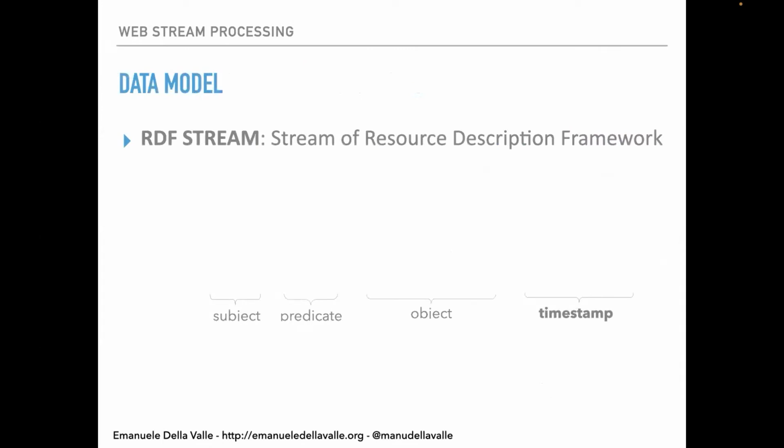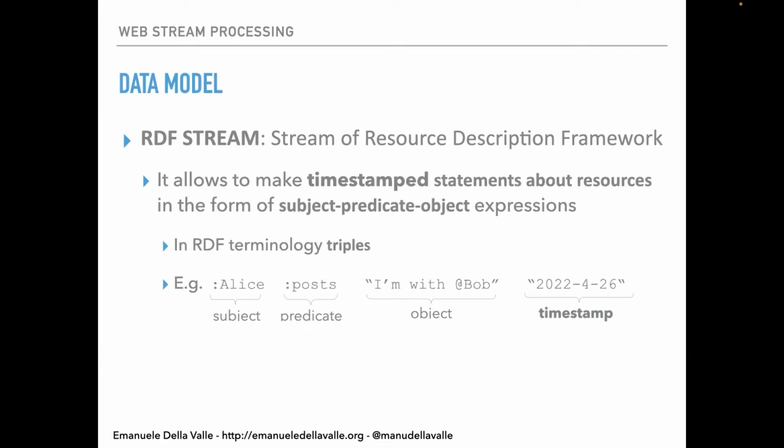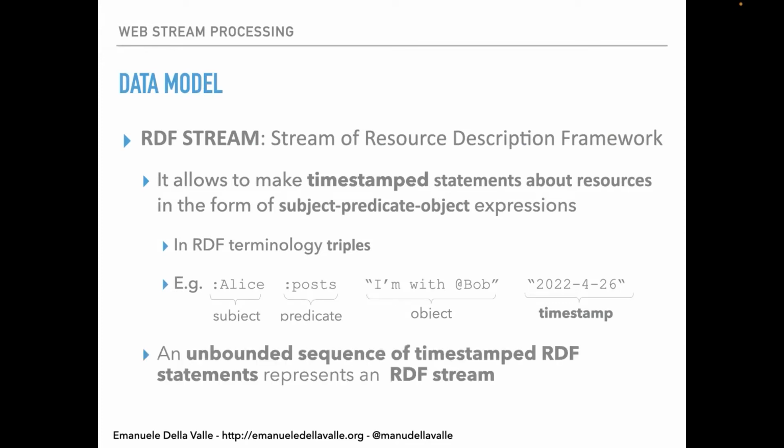To do that, you need to extend the data model, and what we did was introducing the notion of RDF streams. And here there is an example where you have the triple of before, Alice posts, I'm with Bob. And the most important point is that it gets time-stamped. So we are adding a 4th element after the triple, which is the timestamp of the triple. And an unbounded sequence of time-stamped RDF statements is what we call an RDF stream.